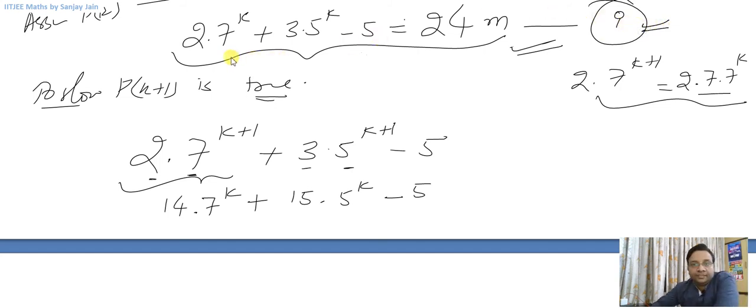One of the things you can do is replace this 7 raised to power k. You can take everything else to the right hand side and find the value of 7 raised to power k in terms of this 24m and replace it here. The other thing you can do is bring this expression into the form of this expression. Now if you see, 2 into 7 raised to power k plus 3 into 5 raised to power k, and here I have got 14 into 7 raised to power k. So if I have got 21 into 5 raised to power k, I will be able to use this portion.